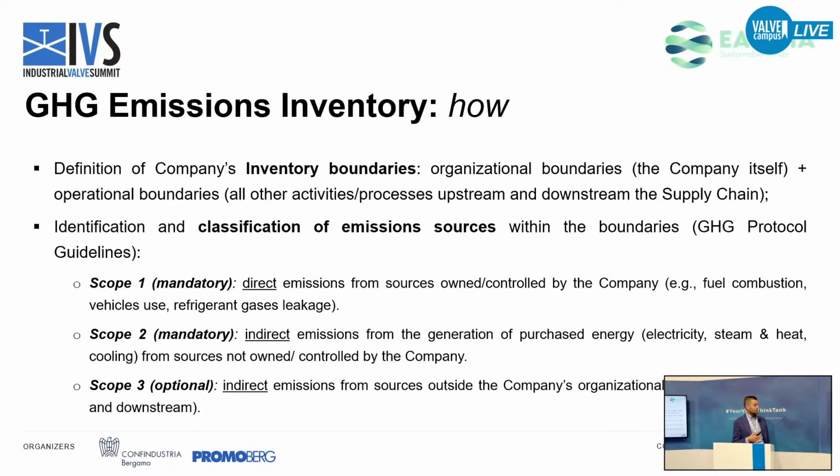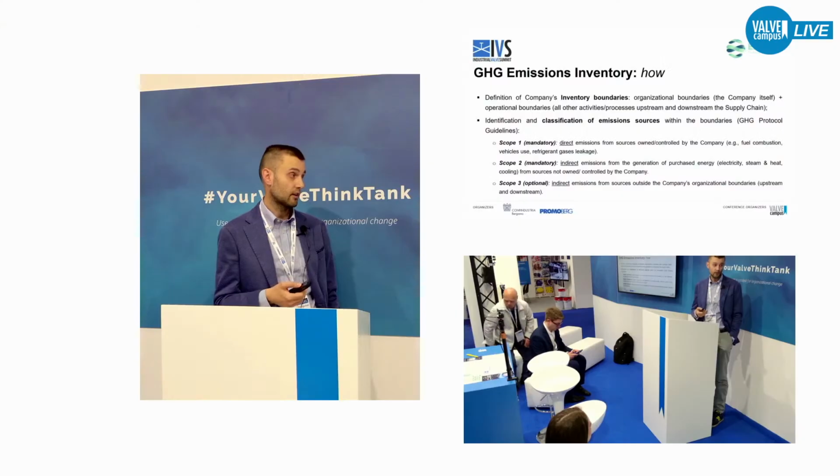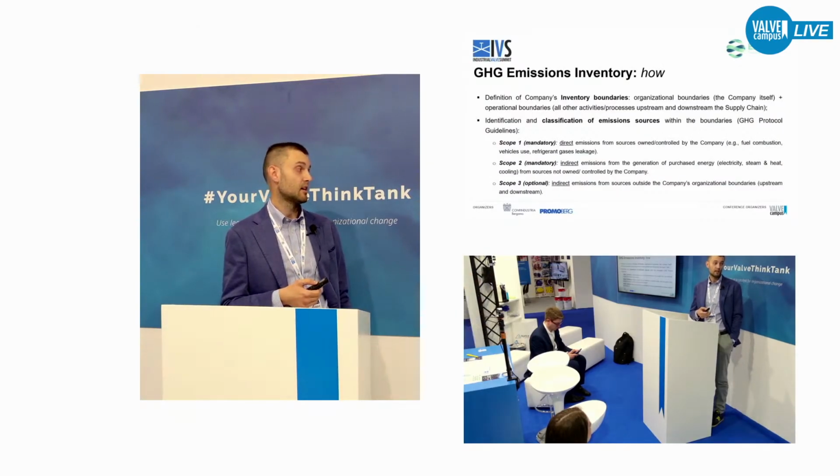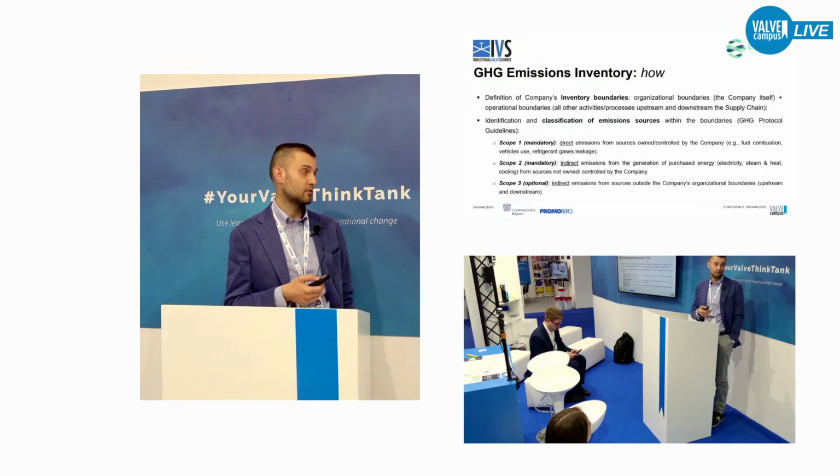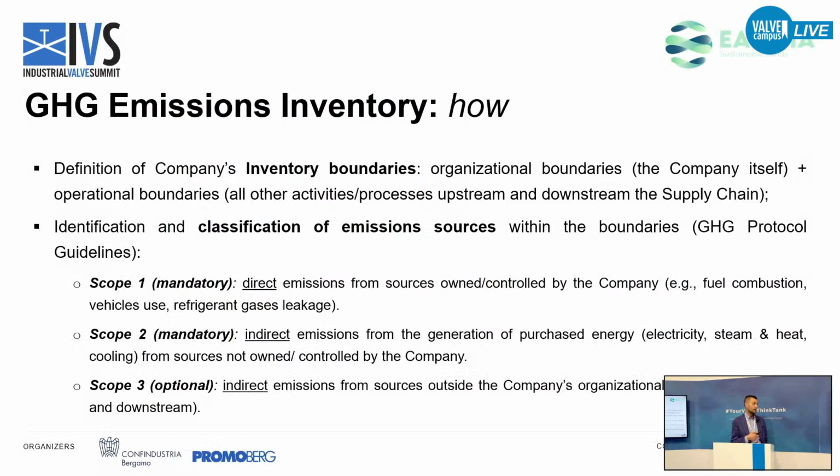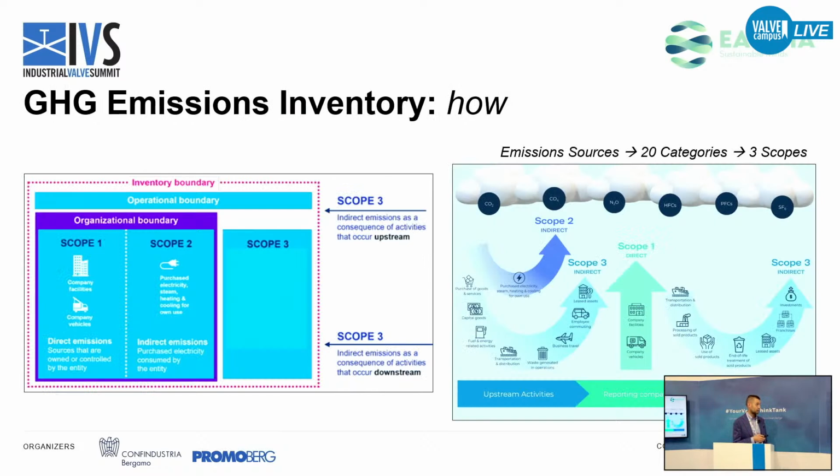Whereas the second and the third are related to indirect emissions, so emissions that are related to activities and processes that are not controlled or owned by the company. The second specifically is related to the generation of purchased energy, electricity, steam, heat, whereas the third is related to sources that occur outside the company's organizational boundaries, so upstream and downstream activities in the value chain of the company.